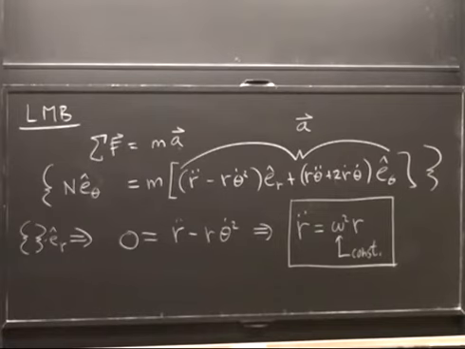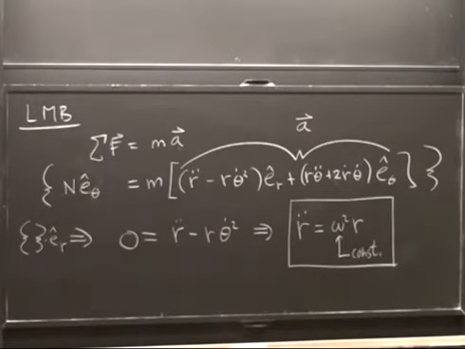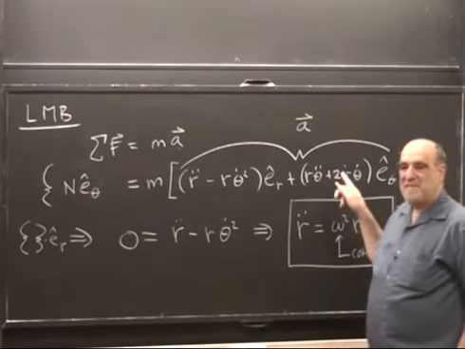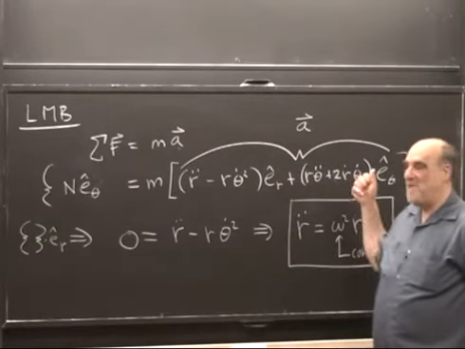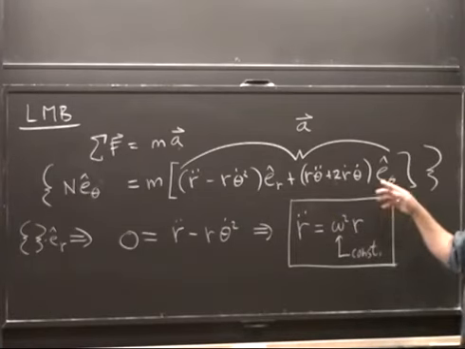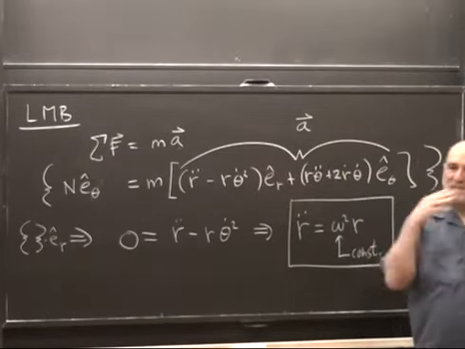Okay, so question is, do you believe this equation? If you believe this equation, your vote should be different, most of you. This says this is the acceleration. The acceleration is the sum of two vectors, one in the r direction, one in the theta direction. How big are these two components if you use this equation?